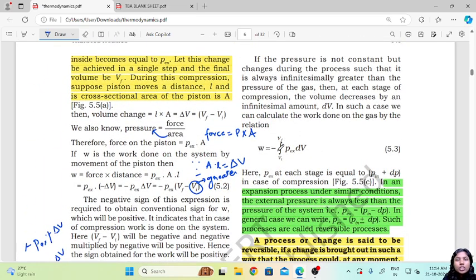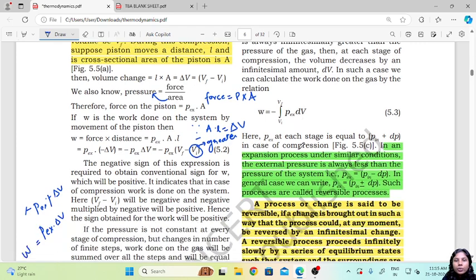Now if the pressure is not constant but changes during the process such that it is always infinitesimally greater than the pressure of the gas, then at each stage of compression the volume will decrease by an infinitesimal amount, that is delta V. They are saying that if the pressure is changing in very small steps, there will be a change in the volume as well, but this change is going to be very small, that is delta V. In such a case we can calculate the work done on the gas by the relation W equals minus integral from Vi to Vf of Pex dV.